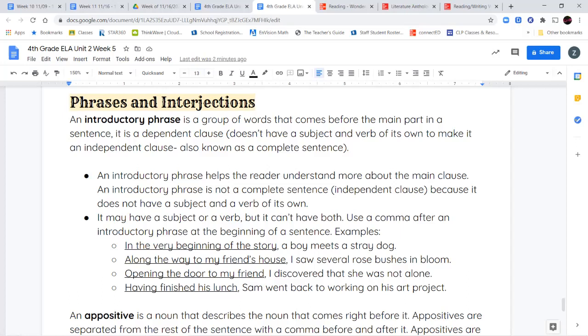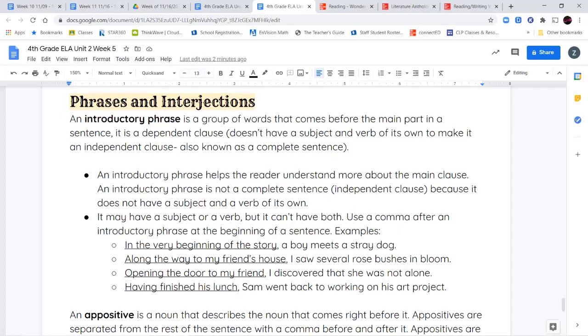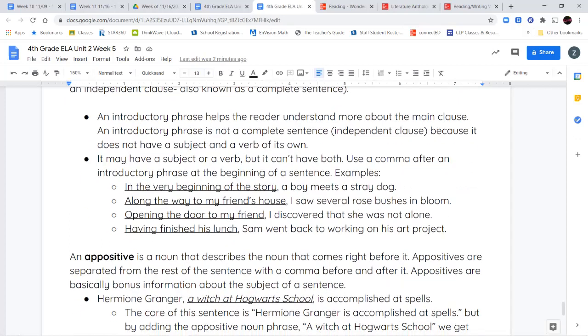Another example sentence. Along the way to my friend's house, comma, I saw several rose bushes in bloom. Now again, that second part can stand alone as a sentence by itself, but the first part gives us additional information about it. Opening the door to my friend, comma, I discovered that she was not alone. Having finished his lunch, comma, Sam went back to work on his art project. So all of these are providing you with extra information about the main part of the sentence. They're introducing the main part of the sentence by telling you more things about it.